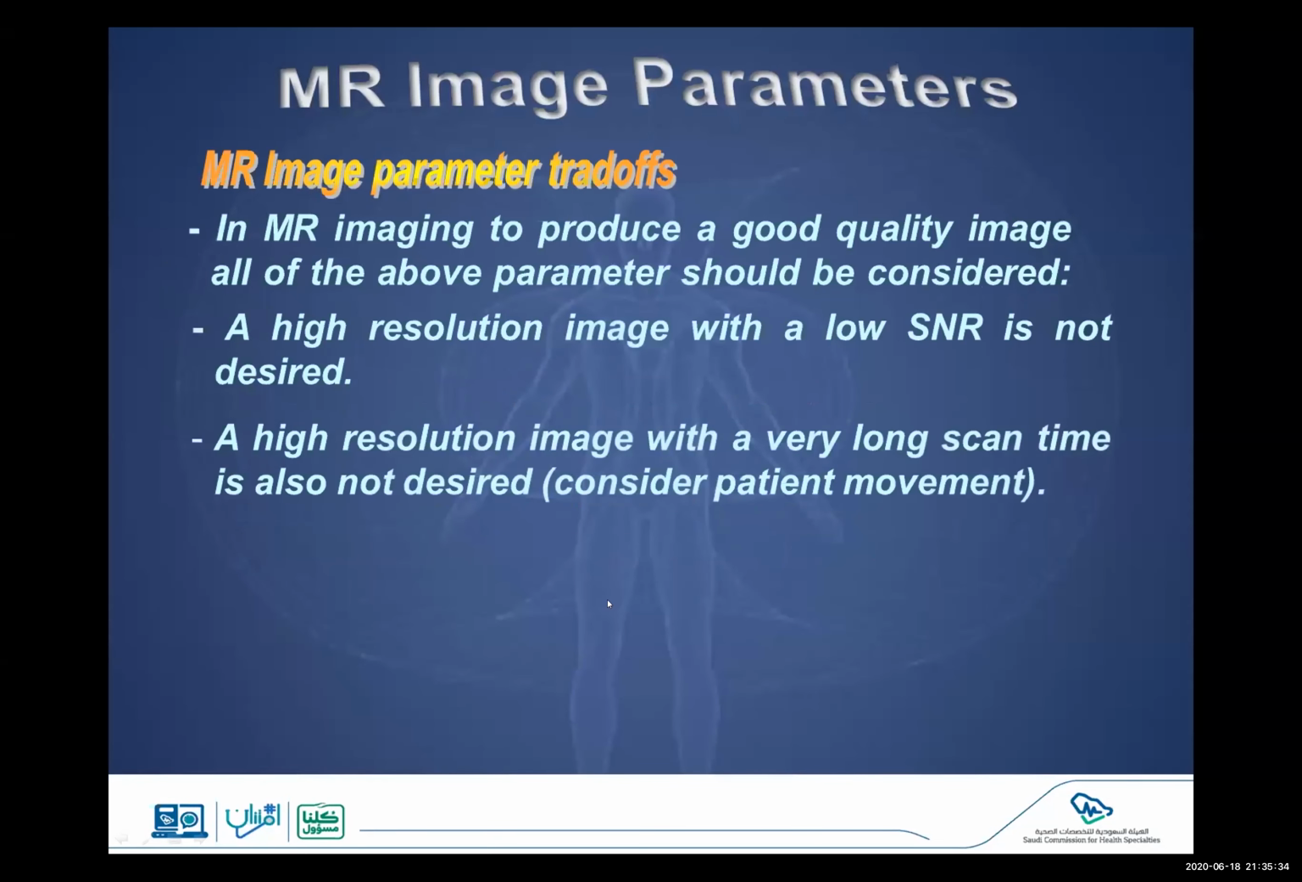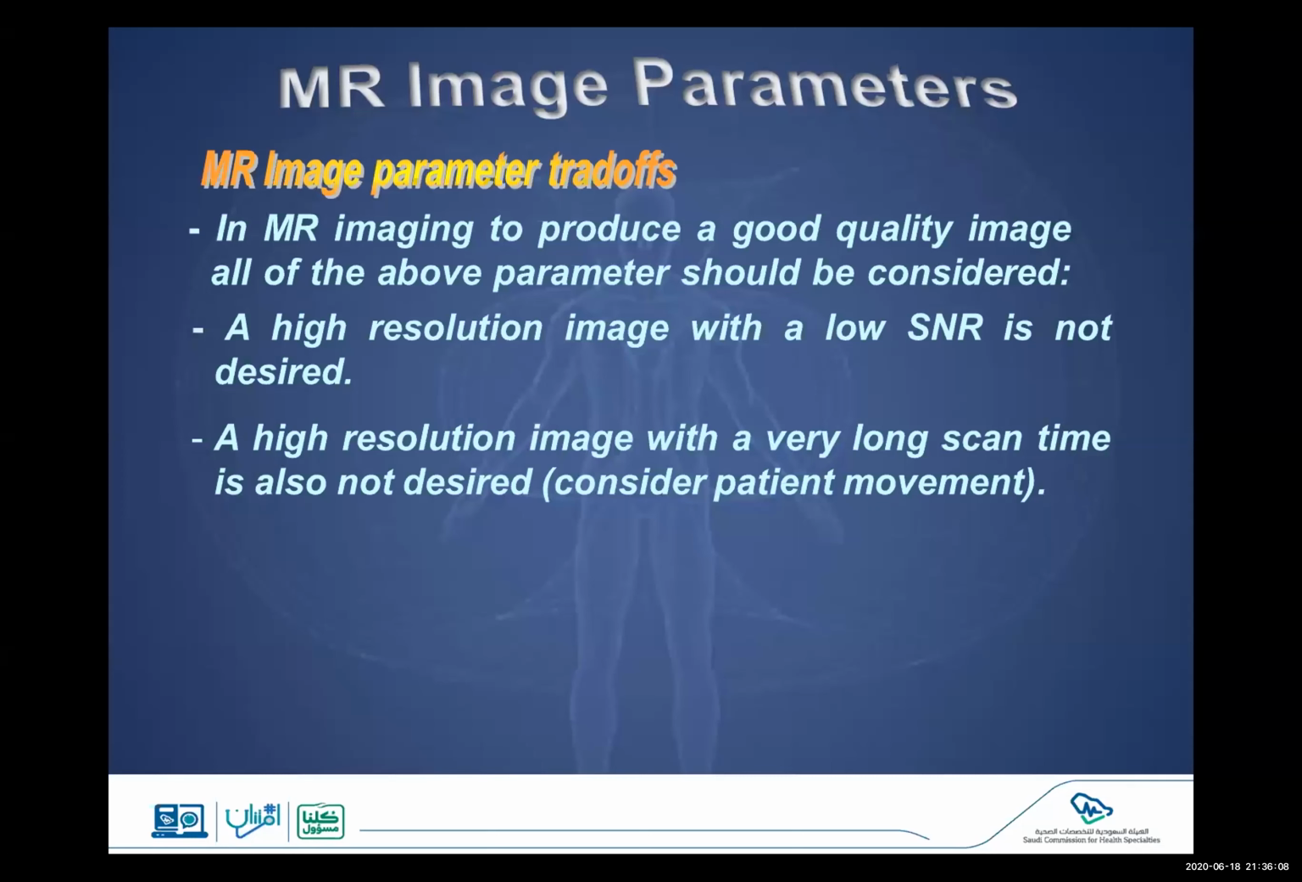So at the end of this lecture, we would just mention that MR is not something that can be controlled by one parameter. All these parameters have to be in the picture to produce the best MR images. And we say this is a trade-off. To produce a good quality MR image, all of the parameters mentioned, which is signal to noise ratio, resolution, contrast, artifacts, scan time, all have to be considered.